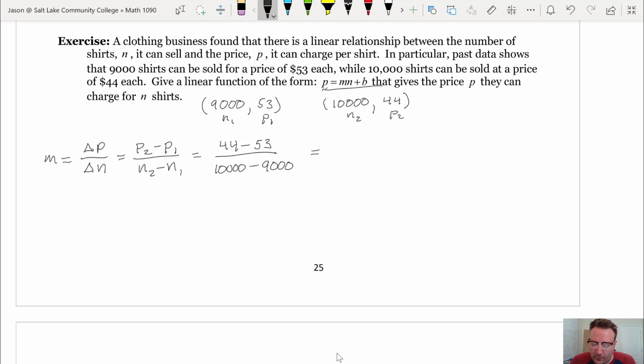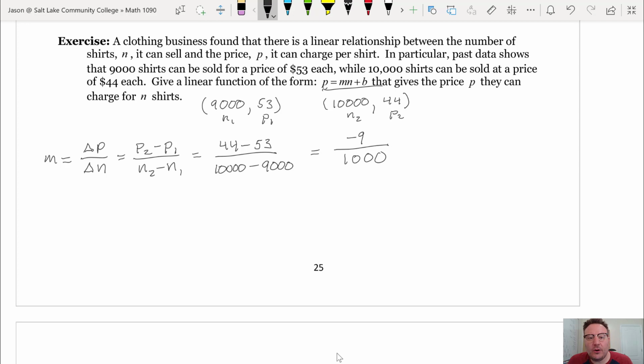Okay, 44 minus 53. Well, I'm just going to do 53 minus 44. That's a difference of 9. But now I got to change the sign. It's negative 9. 10,000 minus 9,000, that's 1,000. Okay, so there's my slope.